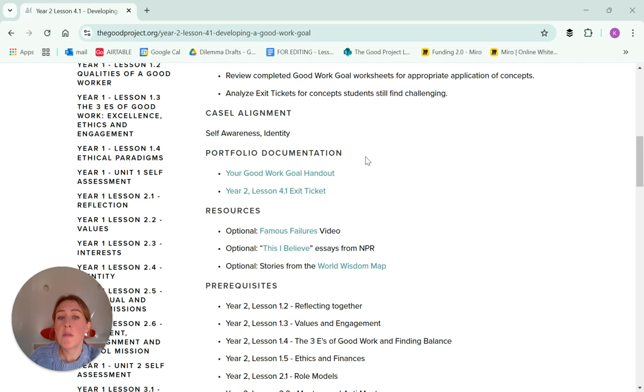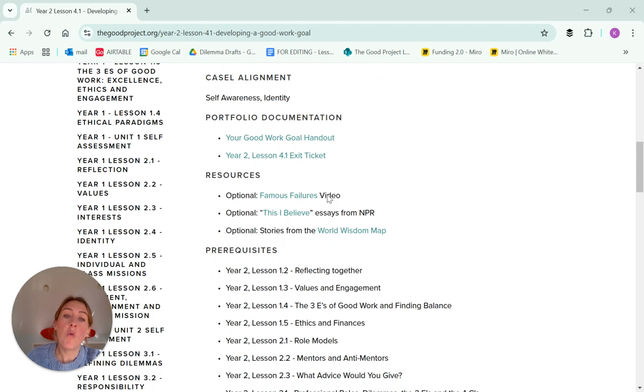For their portfolios, students should hold on to the Your Good Work Goal handout as well as the Year 2 Lesson 4.1 exit ticket. We have only optional resources here in case they're helpful to you. There is a famous failures video, This I Believe essays from NPR, and stories from the World Wisdom Map.